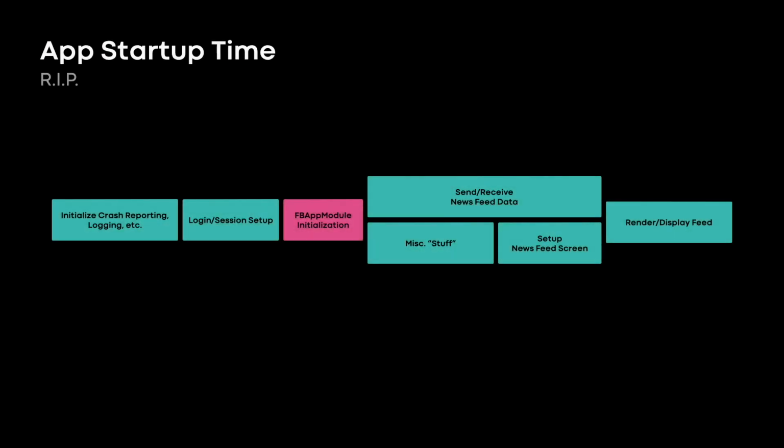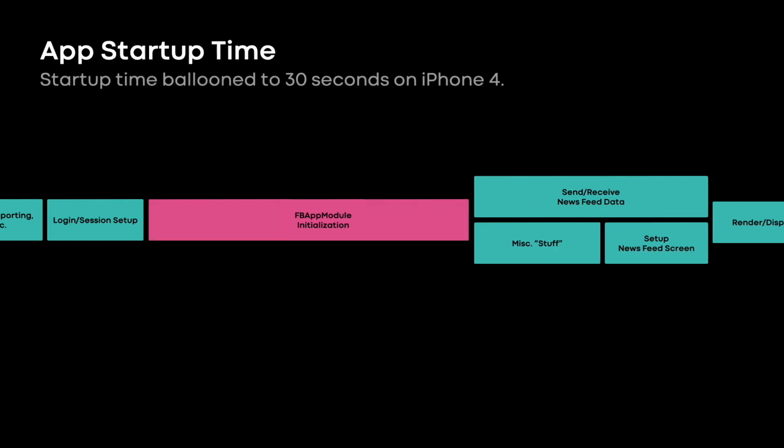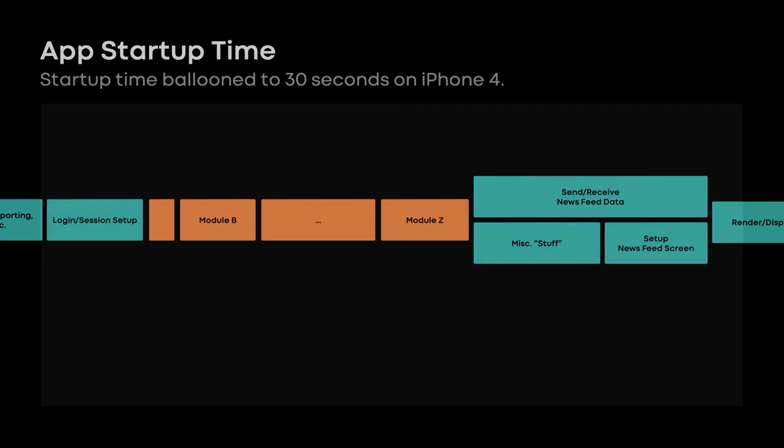Unfortunately, this had a huge effect on our app startup time. So that pink bubble is where we're going, finding all the classes which subclass FBAppModule, initializing them. As we started to add more modules and people started prefetching more things, this ballooned, and the Facebook startup time was 30 seconds on the iPhone 4. And if you broke it down, you could see that every single module was a total tragedy of the commons. There was ungoverned access to the main thread. We all suffered for it.